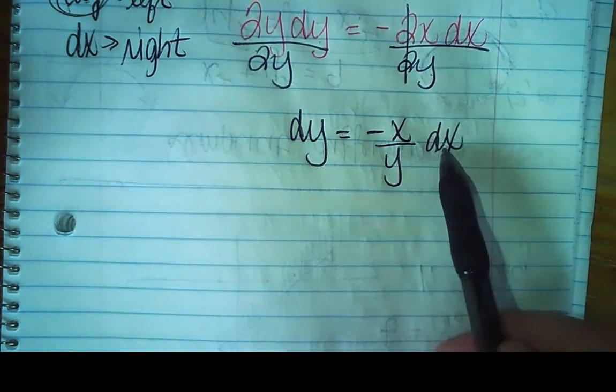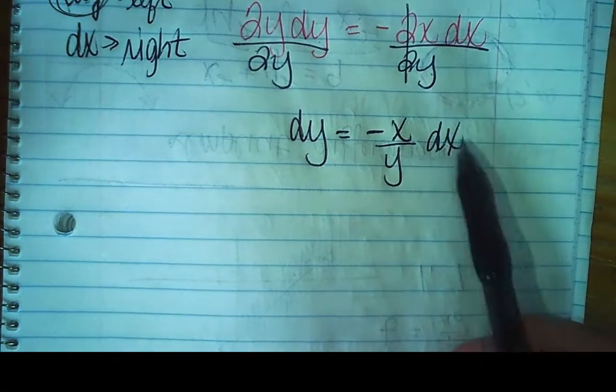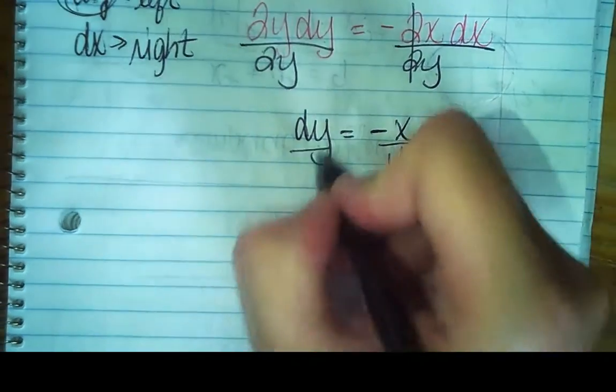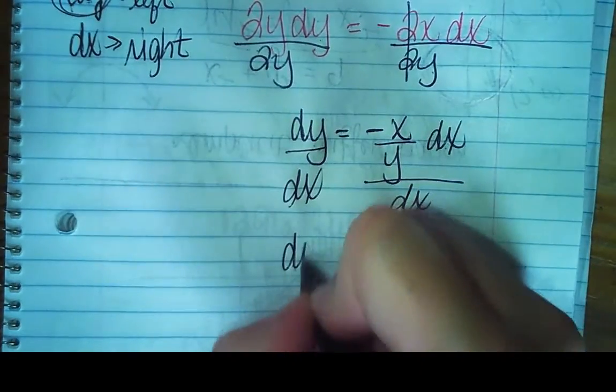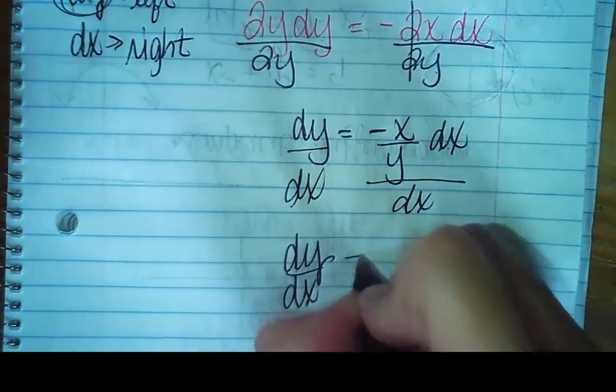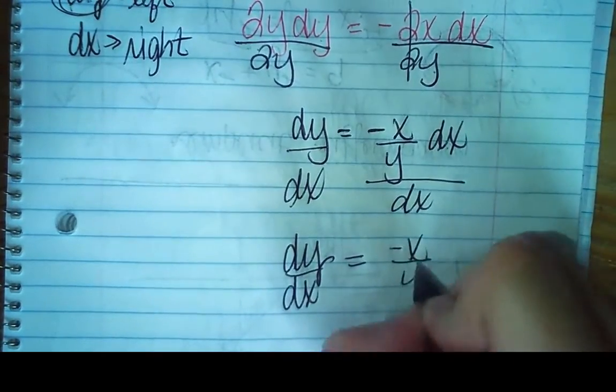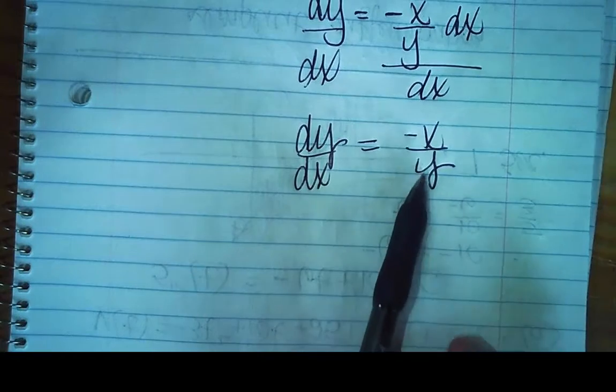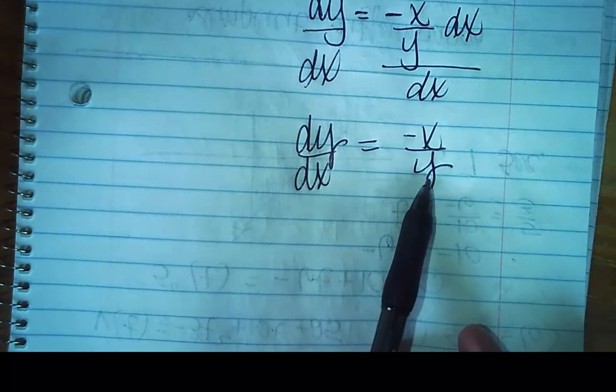Okay, your last step is going to be get rid of your dx. Well, how is it connected? It's multiplication. So divide both sides by dx, which means what you have is dy dx is a negative x over y. So notice that you have now incorporated a y variable into your derivative.